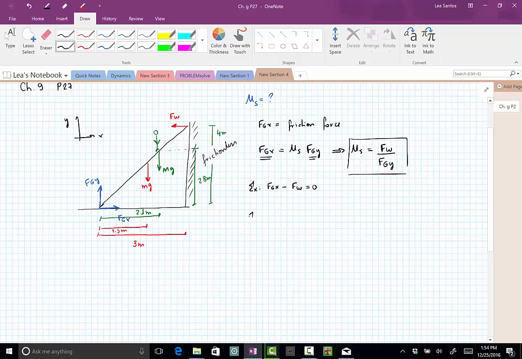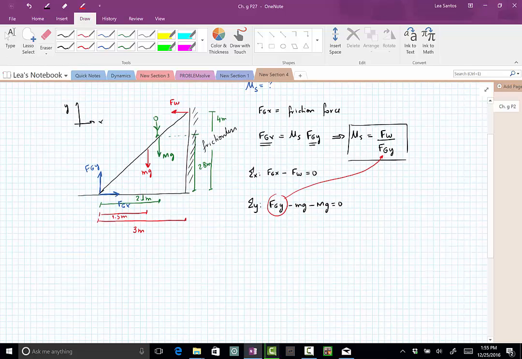Okay, let's now write the equations in the y direction. What do we get in the y direction? Well, we just have the FGY minus the weight of the ladder minus the weight of the person equals 0. Okay, so good. From here, I find the FGY, so one step of the problem is solved. Now we need to find the force from the wall, the normal force from touching the wall. And for that, we are going to use torque. That's the only equation left that we haven't used yet.